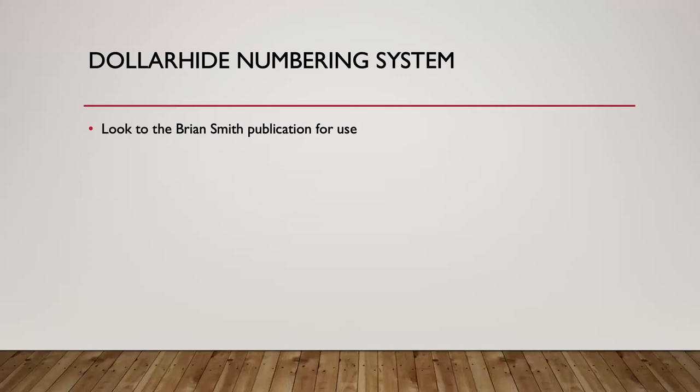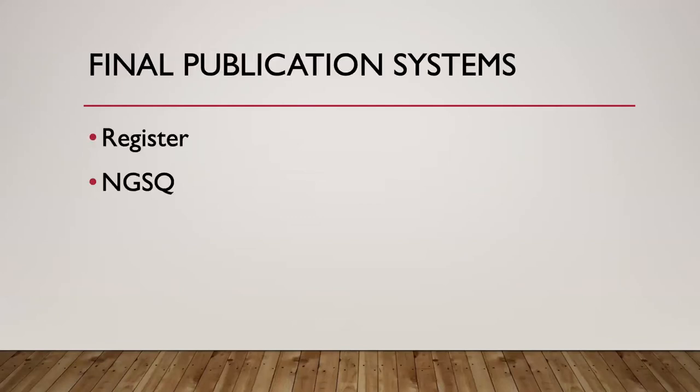I would not recommend it for publication, just as I would not recommend Ahnentafel or Henry, modified or otherwise, for publication. So what are the final publication systems that I would recommend? Well, first of all, you're going to use whatever the editor of the periodical that you're dealing with requests as part of their style sheet. So please remember to get the style sheet. However, there really are only two numbering systems, Register and NGSQ.